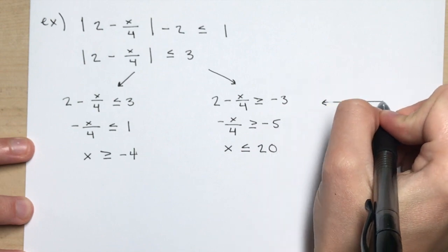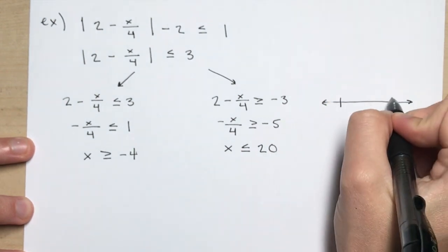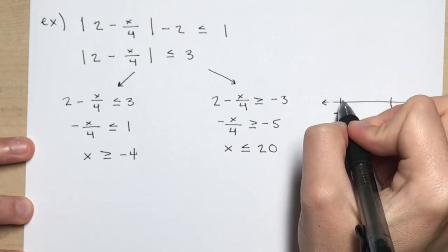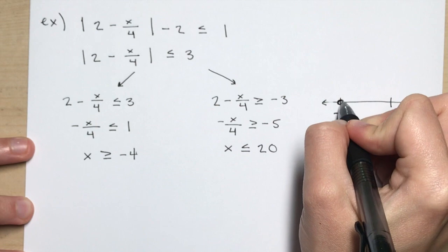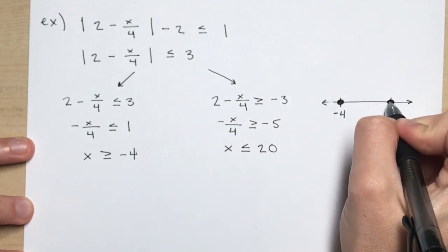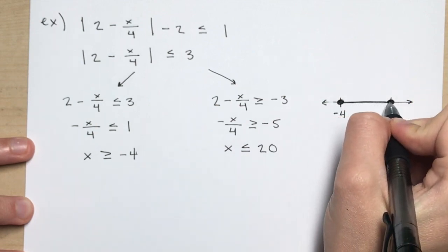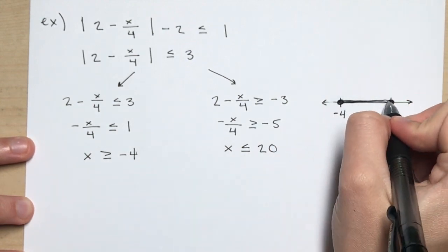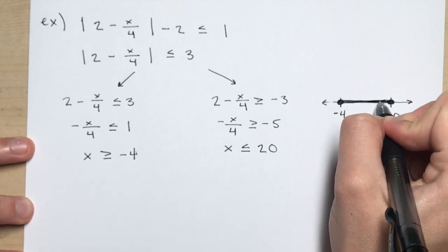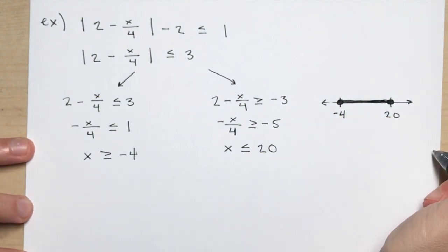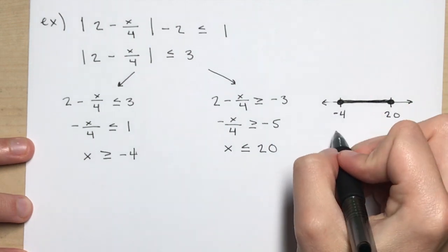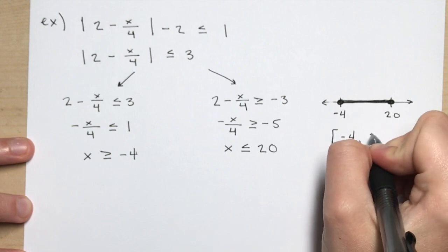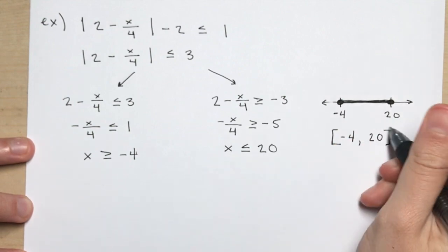I check out a number line. Negative 4 and 20. I shade in between, right? Because I'm looking for greater than negative 4 and less than 20. My answer is bracket, negative 4, 20, bracket.